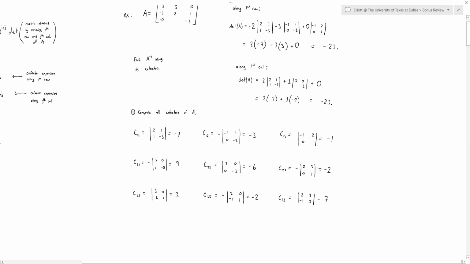So now that we've computed all the cofactors of A, I'm just going to put all of them into a matrix C. So that was the first row of cofactors. Next we have 9, -6, -2. Lastly we had 3, -2, and 7.